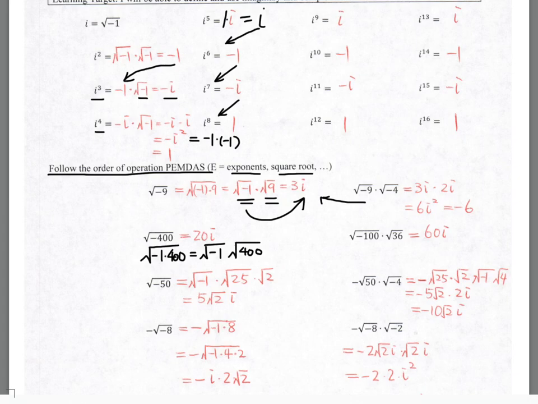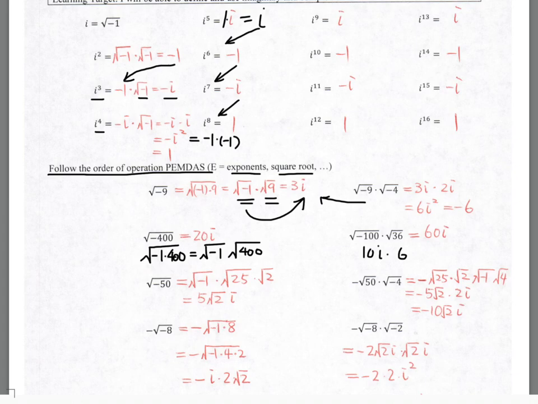Next, square root of -100 times square root of 36. Square root of -100 is going to be 10i. Square root of 36 is 6. So 10 times i times 6 gives us 60i.